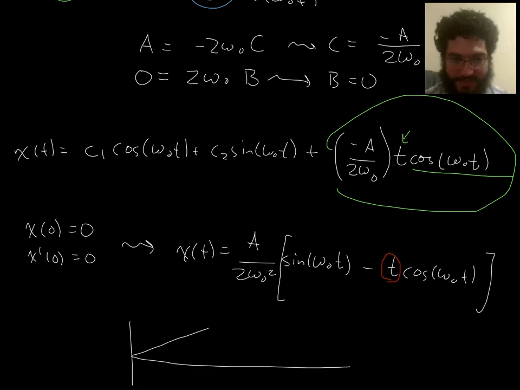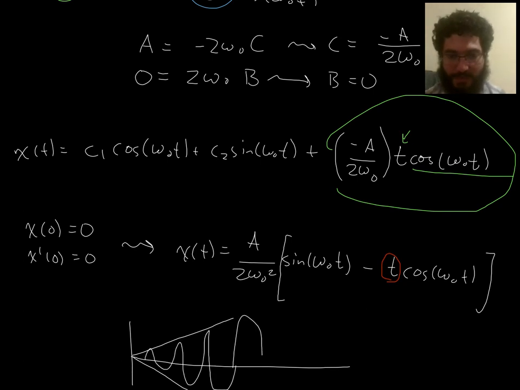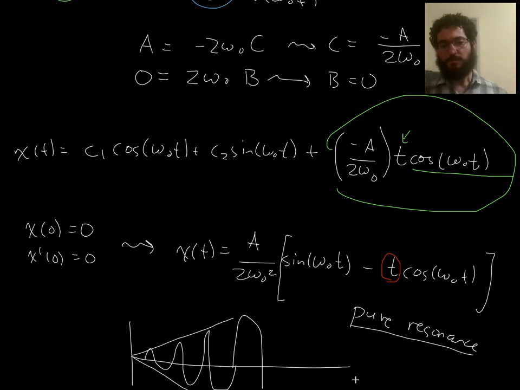Basically, I've got, this is the kind of envelope in which my oscillation lives. So I just expect the amplitude to grow forever. As t grows, the amplitude just grows. This phenomenon is called pure resonance. Pure resonance. Part of the word pure is undamped.